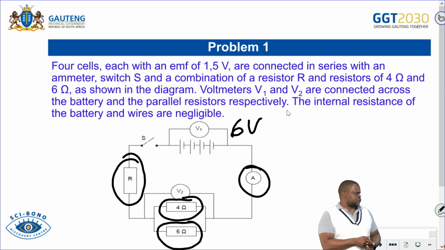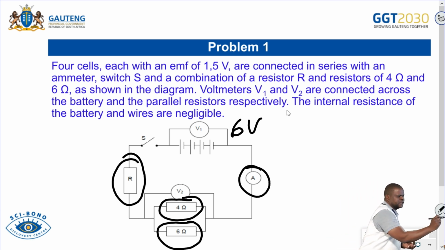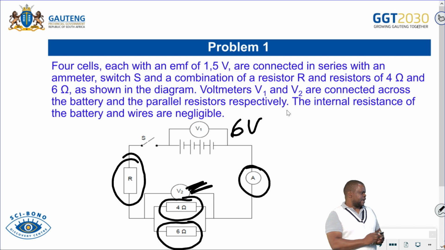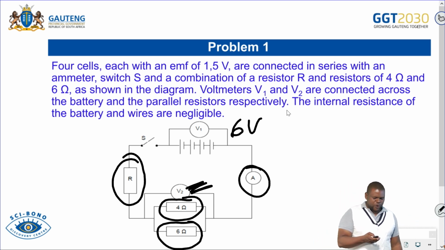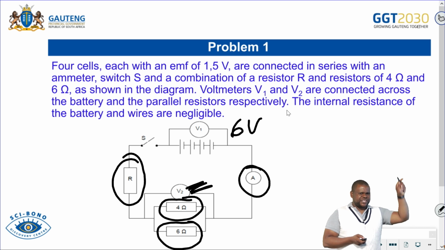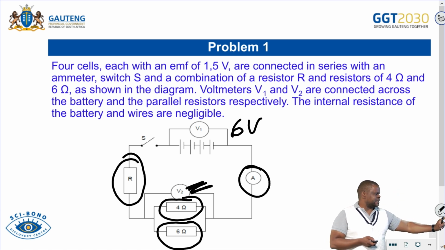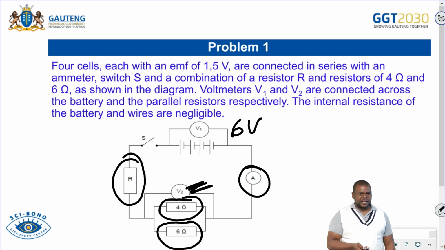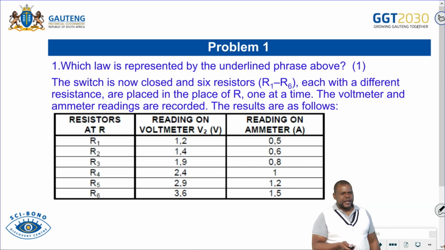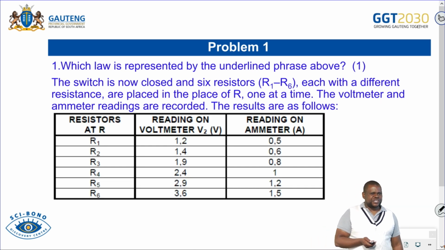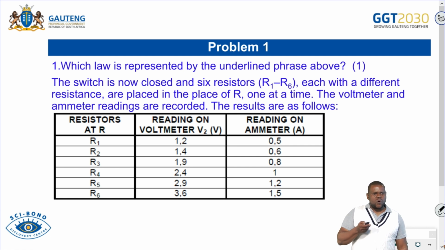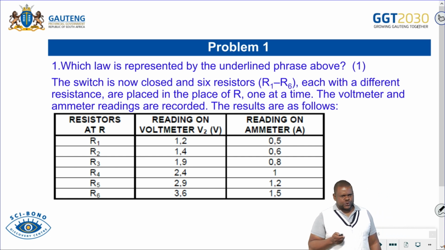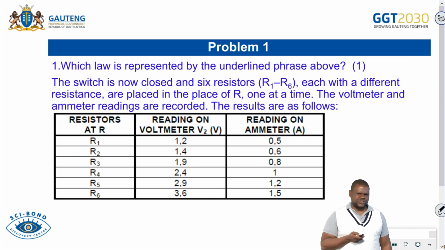Now, grade 11s, it means that when the reading on voltmeter 2, which one is voltmeter 2? Is this one. Can you see? This is voltmeter 2. Are we together? When we change these resistors, we are looking at the reading on this voltmeter 2 and the ammeter. Ne, grade 11s? Yes. Now, when voltmeter 2 says 1.2, the ammeter says 0.5.